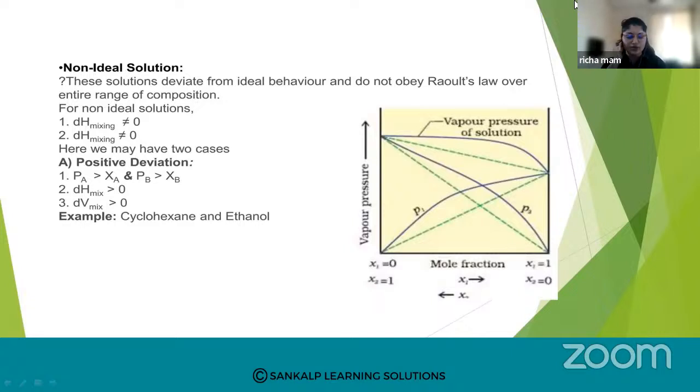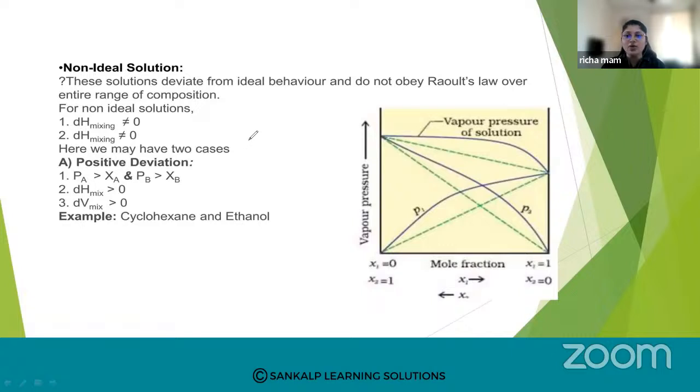So the first, this is what ideal, non-ideal solutions. These are what do not follow, do not obey Raoult's law over the entire range of composition. Then what are the characteristics? So the first is the enthalpy of mixing, that is the volume of mixing of the pure component, is not equal to zero.